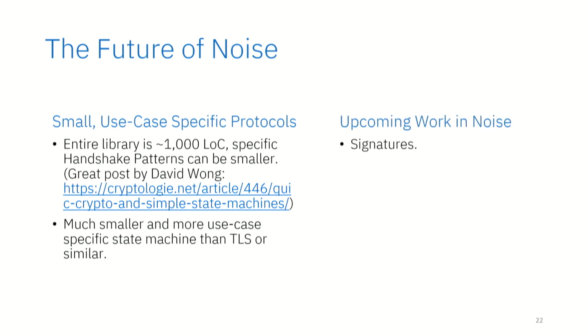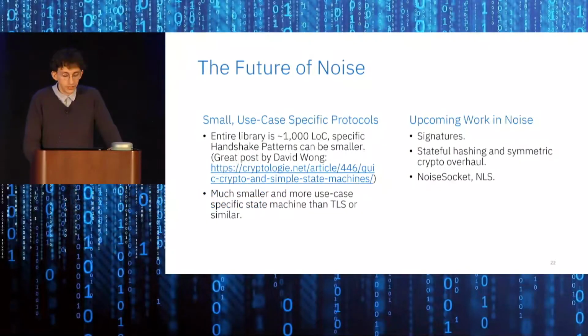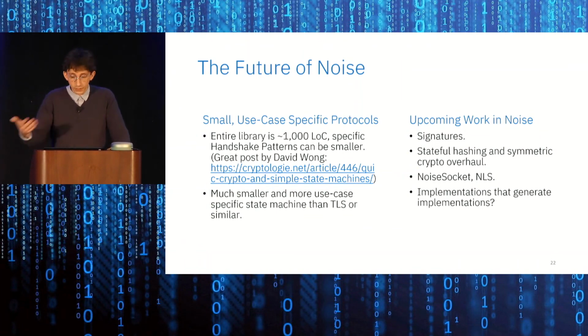There's upcoming work in Noise. There's signatures being added, as it currently doesn't support signatures. There's stateful hashing and symmetric crypto, which is having an overhaul to include stateful hashing. There's something called Noise Socket and NLS, which is being worked on. And to be honest, I'm not particularly familiar with what that does, but you can check it out. It's related to Noise. And well, that part is what is coming soon.